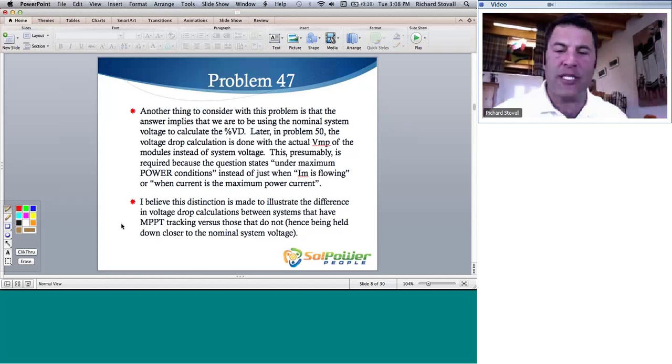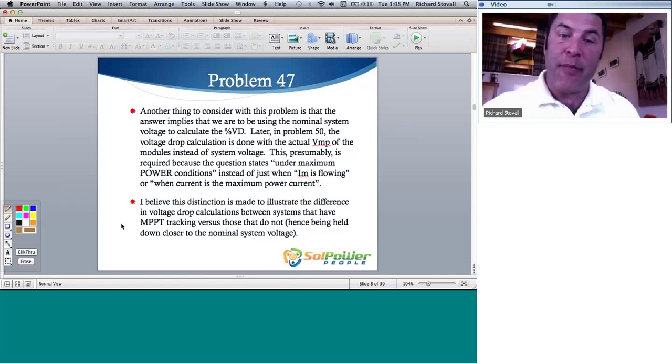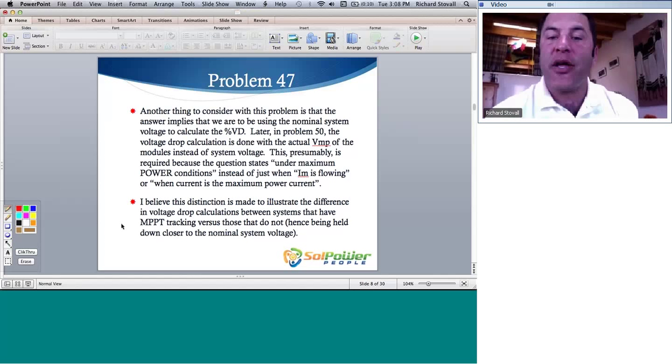So for some reason, NAPSEP in this question is making a distinction of under maximum power condition and making you assume that that means there's a maximum power point tracker there that's keeping that voltage up from the array closer to its VMP, versus a system that does not have maximum power tracking, whose system voltage would be dragged down to something closer to the actual value of the voltage in the battery bank, which is always lower. It's really an illustration of the benefits of maximum power point tracking, because you lose a large percentage of your power without maximum power point tracking.